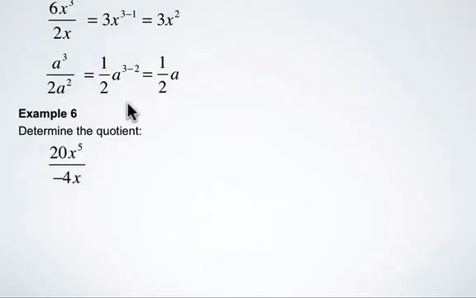20x to the 5th divided by negative 4x. 20 divided by negative 4 is negative 5. x to the 5 divided by x to the 1. 5 subtract 1 is 4.